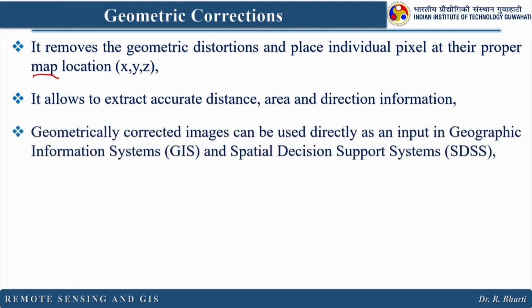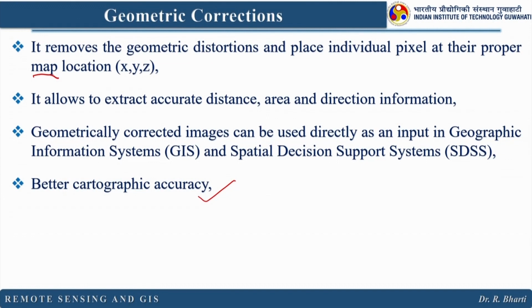Geometrically corrected images can be used directly as an input in a Geographic Information System, that is GIS, and Spatial Decision Support System, because ultimately why are we using these remote sensing images? To solve a problem or to provide an input in solving some problem, right. So, you have to make sure that whatever information you have generated using this remote sensing, it has to be correct.